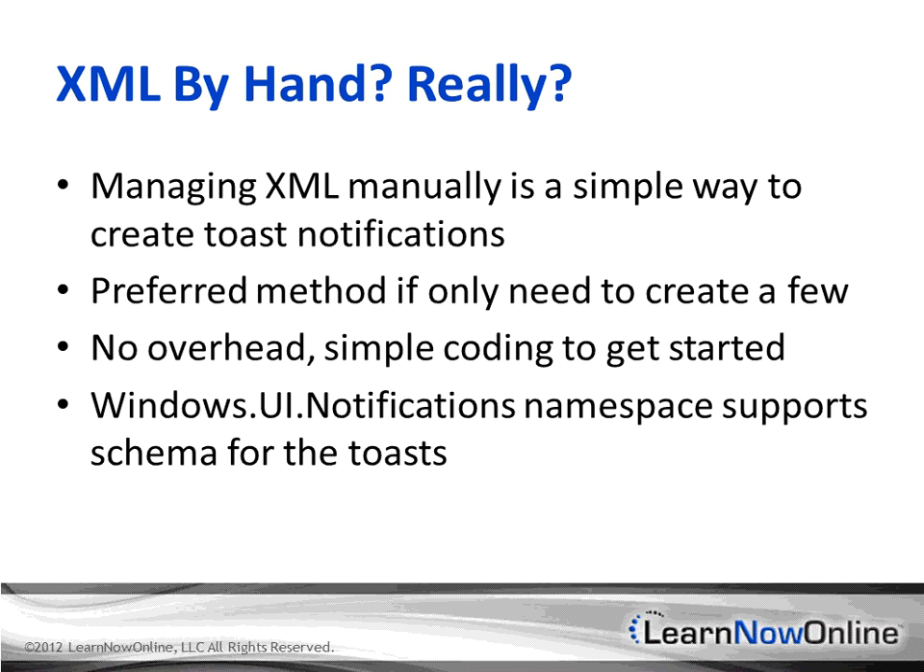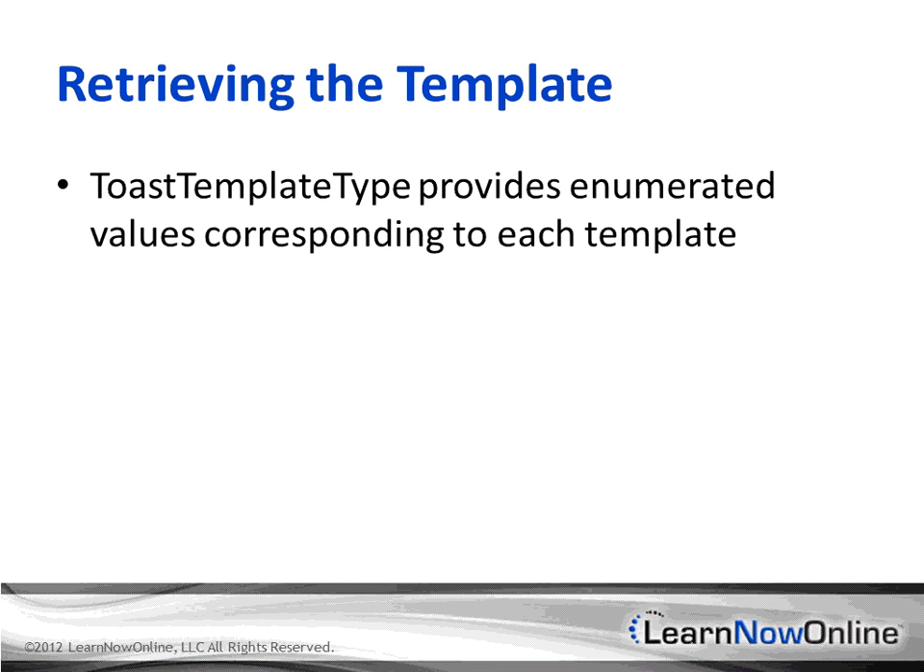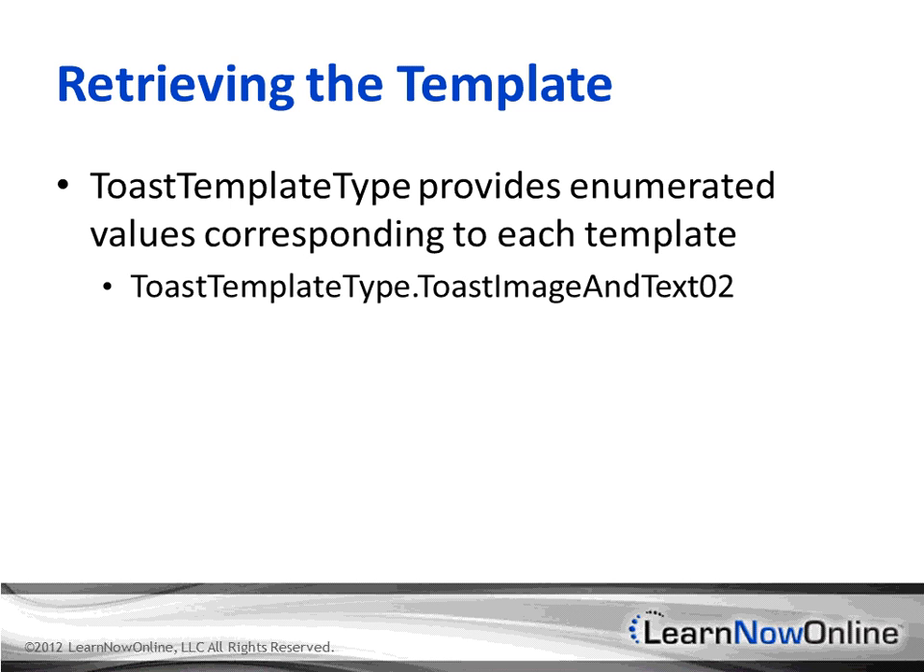The windows.ui.notifications namespace supports schema for the toasts, and the windows.data.xml.dom namespace provides programming support for XML. To retrieve the template, you'll need to work with the toast template type enumeration, which provides enumerated values corresponding to each template. The toastTemplateType.toastImageAndText02 enumerated value, for example, will get you a reference to and hand you the XML template you need for that kind of toast notification.